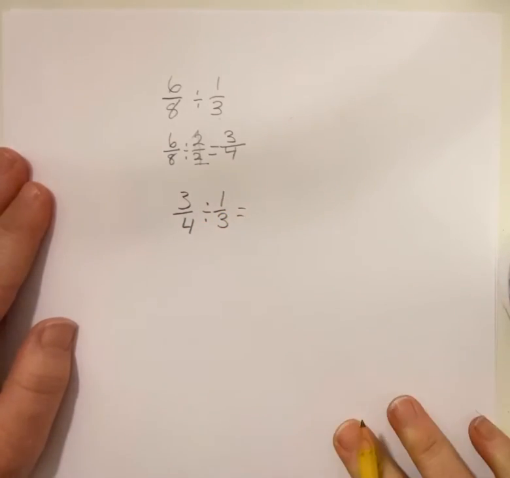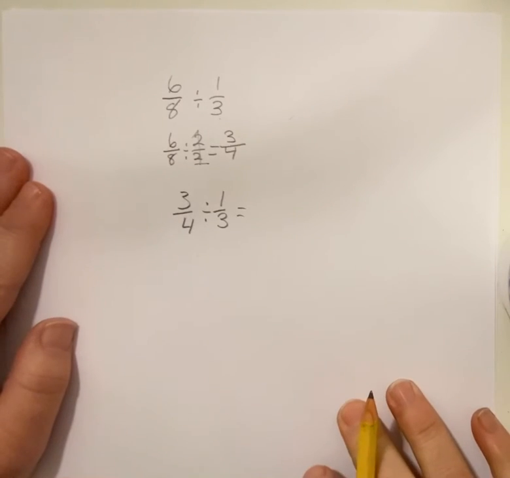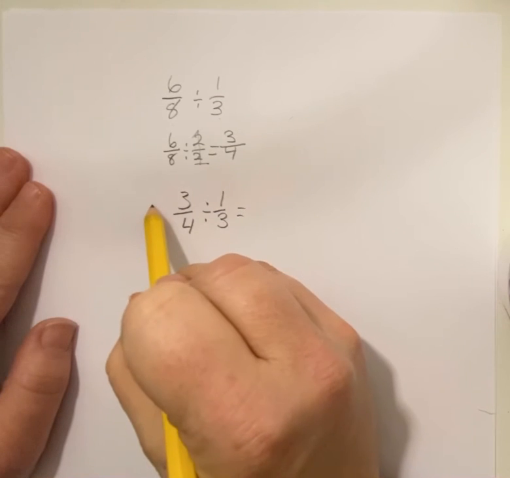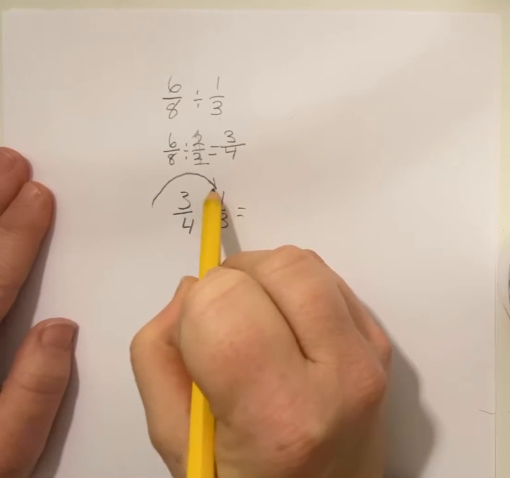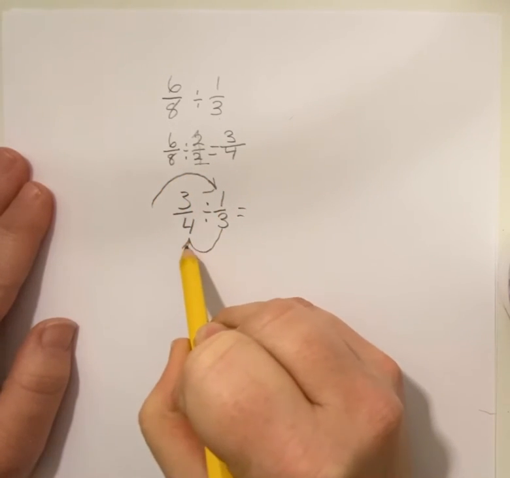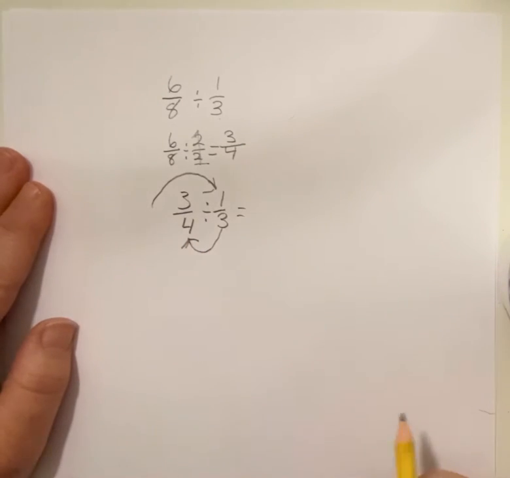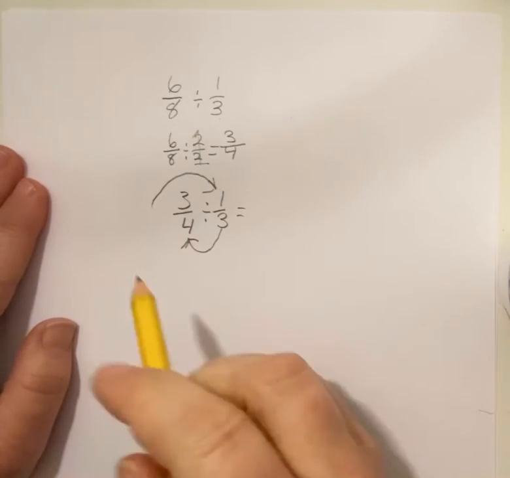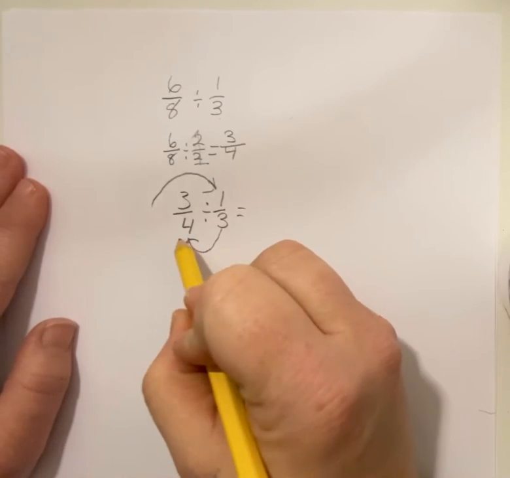When modeling this, it's important to know exactly what's happening when you're dividing. So when you are dividing, you are actually finding how many groups of 1/3 are in 3/4. So how many groups of 1/3 are in 3/4? To figure that out, it's hard to visualize. So I need to make a model.